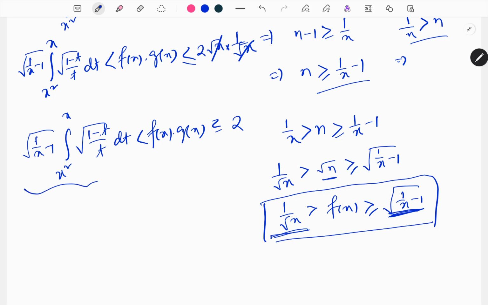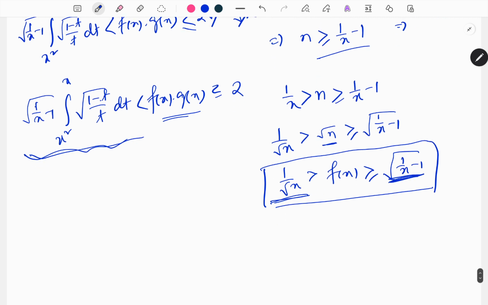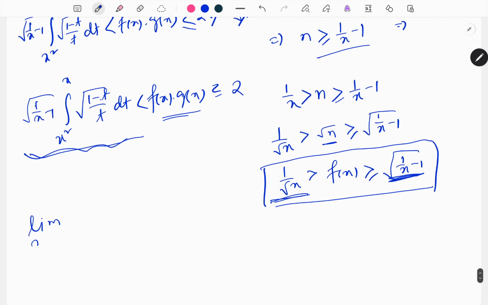If the limit as x tends to 0 goes to 2, then by the sandwich theorem we can say that the limit as x tends to 0 of f(x) and g(x) is 2. So let's try to solve this. Limit as x tends to 0 of square root of (1/x minus 1) times the integral from x² to x of square root of (1 minus t)/t dt.